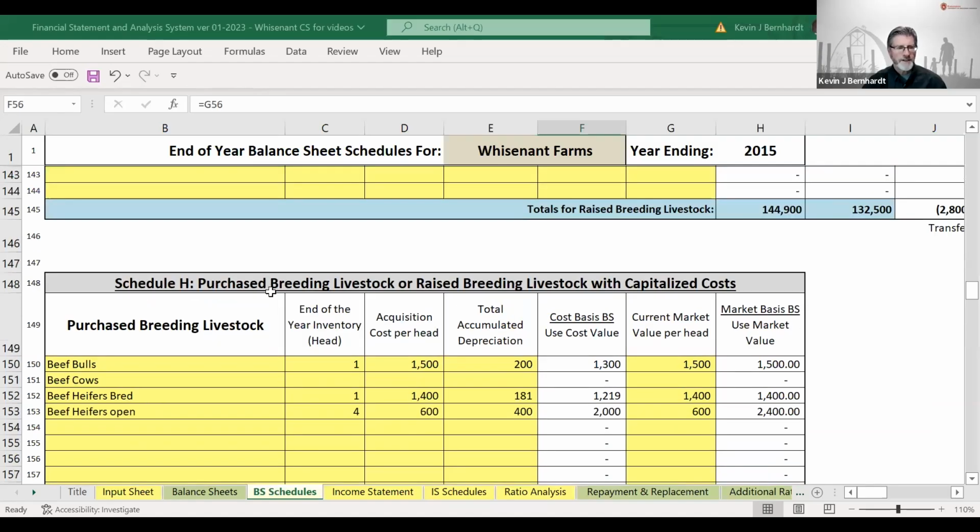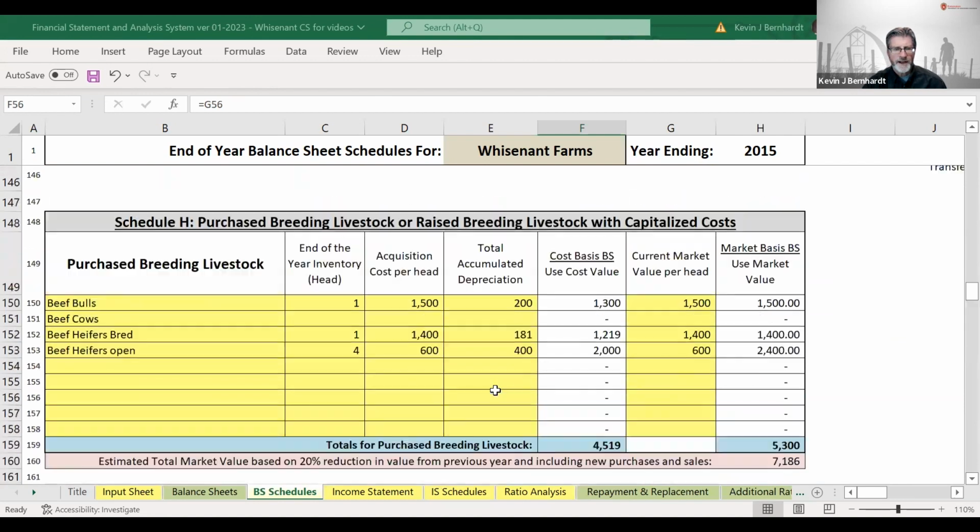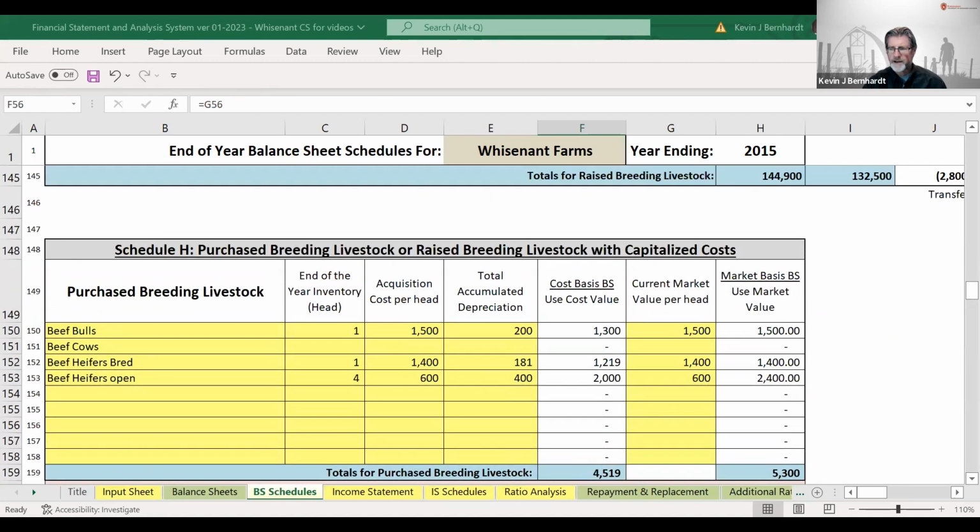Now let's get on to the spreadsheet itself and take a look at schedules G and H. There's Schedule G for raised breeding livestock. You notice that Wisnet Farms has several entries there. And then we also have Schedule H down below that for purchased breeding livestock. Let's actually start with Schedule H because the purchased breeding livestock is a little bit easier.